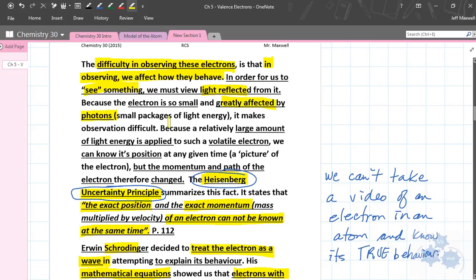And so this makes observation in a classical sense very, very difficult, because a relatively large amount of light energy is applied to this tiny little electron. If you think about it, the example that I gave in class today was that if I were to blow just a puff of air on one of my larger students, one of my big guys in my class, would that little puff of air make him move involuntarily? I mean, could I shove him around the room by puffing? No.